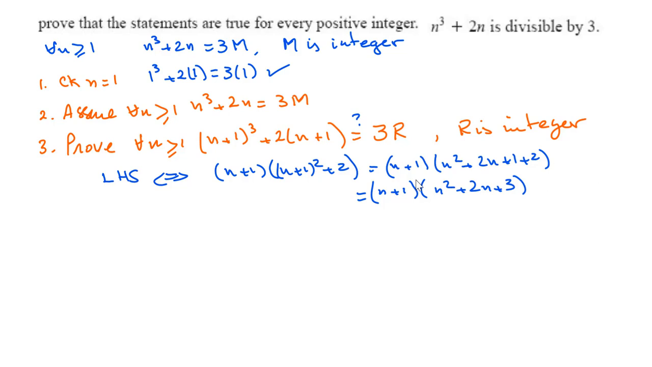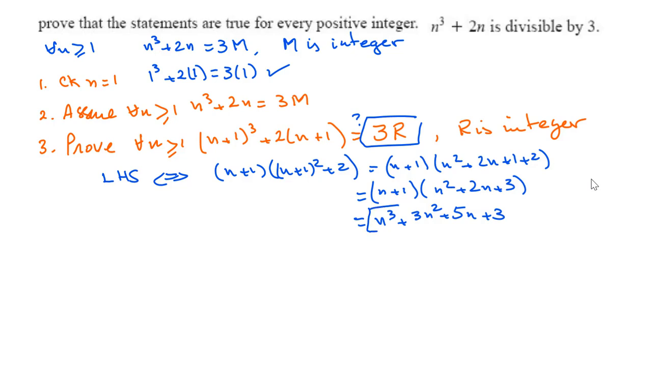So the second thing I'm going to do, I'm going to distribute. That means multiply n through and multiply 1 through, and add the like terms. You get n to the third plus 3n squared plus 5n plus 3. Now we stop and think what we were doing. We're trying to get from the left hand side to the right hand side, which is 3 times r.